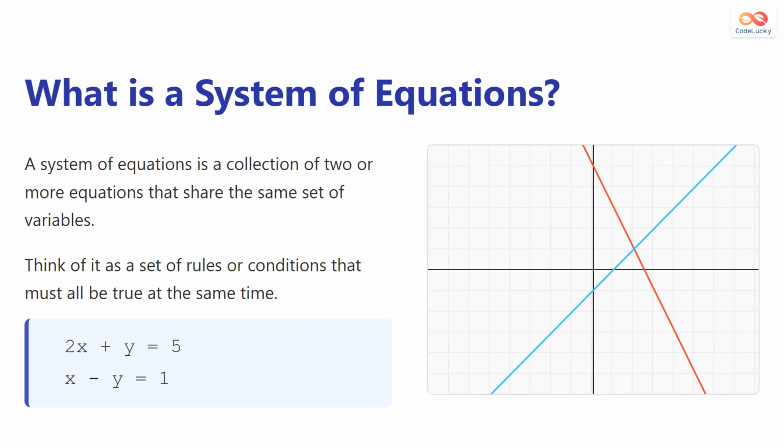First, what is a system of equations? It is simply a set of two or more equations that use the same variables. Imagine them as a group of conditions that all need to be satisfied at the same time. For example, we might have 2x plus y equals 5 and x minus y equals 1.